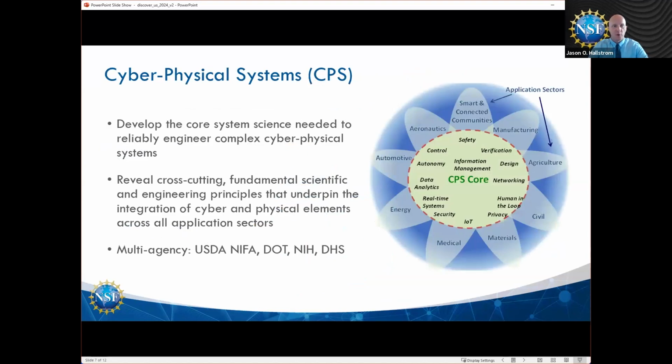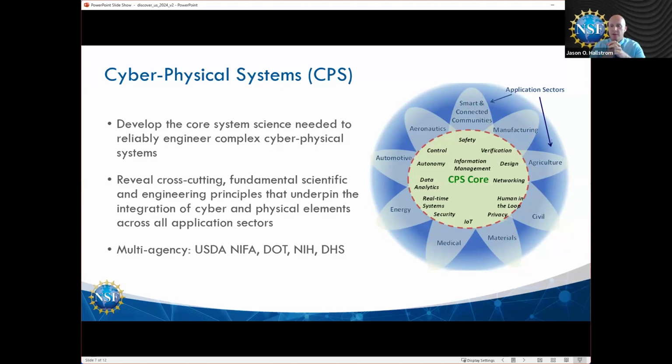Our Cyber Physical Systems program is focused on developing the core system science that's needed to reliably engineer complex cyber physical systems that involve a strong computational component and involvement with the physical world. The program supports investments that reveal cross-cutting fundamental scientific and engineering principles that underpin the integration of cyber and physical elements across application sectors. Many of you have seen this picture before, the picture on the right-hand side of the screen. This is our CPS flower. We look at CPS as the core of this flower, so that is control, safety, verification, design, networking, and all the other components that are required to enable the core of cyber physical systems.